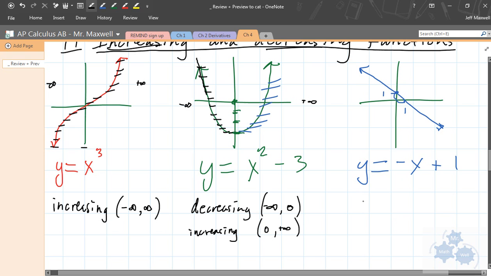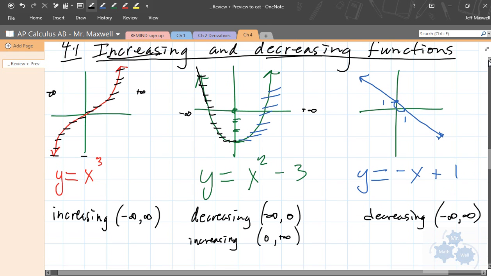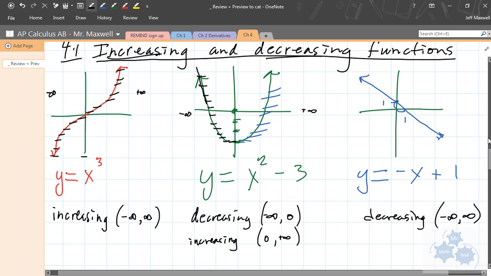And this line here, because it's linear with a negative slope, it is decreasing over the entire domain. And no, you do not have to put positive infinity. You can just leave it blank. I did it down here, but you don't have to. Okay, do you guys have any questions about identifying where graphs are increasing or decreasing as far as these three go?